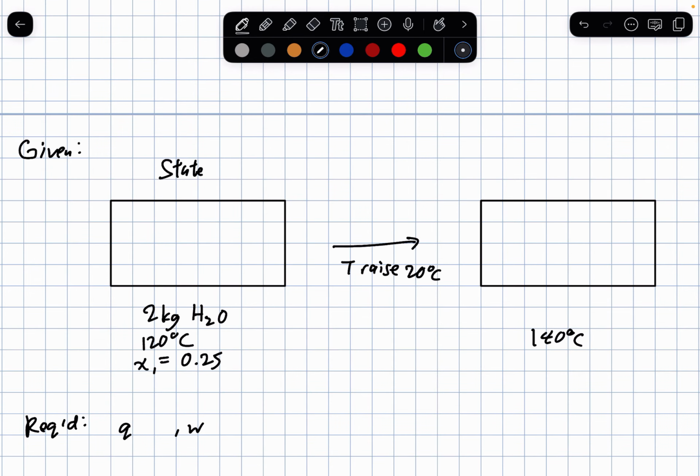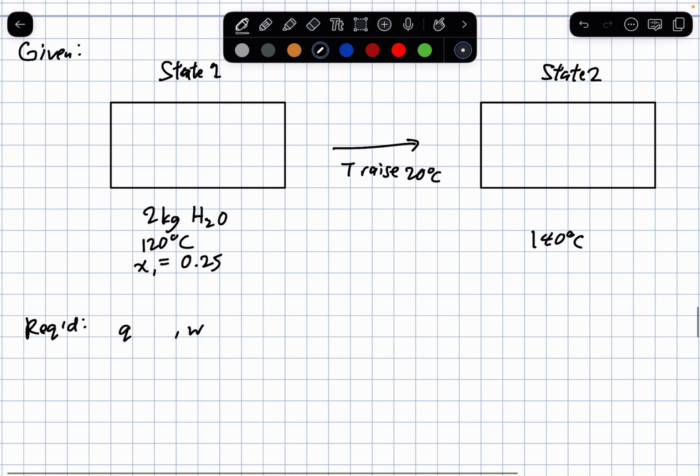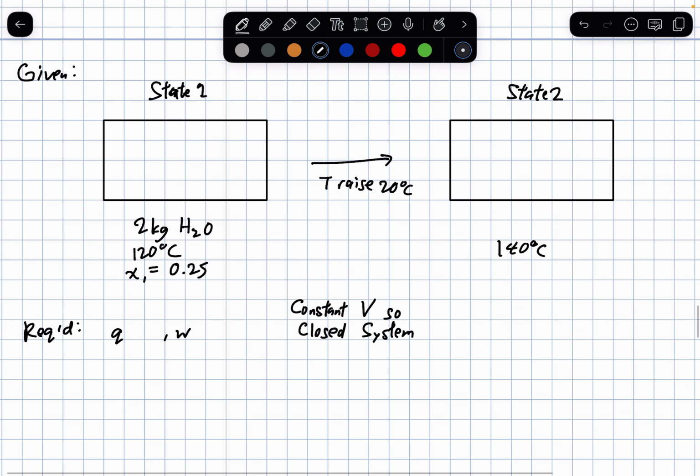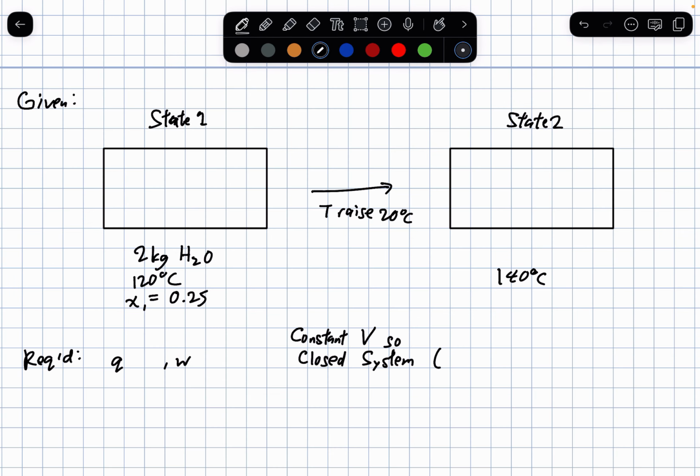This is state 1. This is state 2. Here we have constant volume, so this is a closed system. There is no inlet and exit. There's only a change in the phase within the control mass. We call it control mass, no? Closed system. Not control volume, control volume refers to open system.